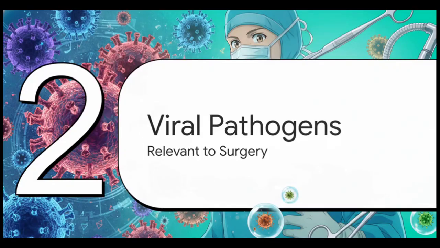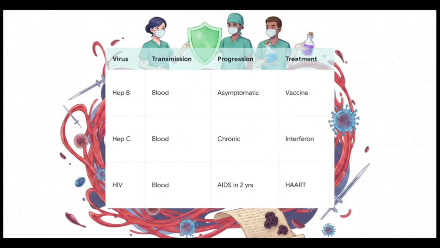Moving on to Module 2, let's see how this fits into the broader picture of infection control. We're shifting gears from bacterial, physiological disasters to the specific bloodborne and respiratory viruses that surgeons face right there in the theater. Think about the 3 major bloodborne pathogens: hepatitis B, hepatitis C, and HIV. They all have distinct transmission and progression profiles, but all 3 are transmitted via blood-to-blood contact. That makes intraoperative needle sticks a massive occupational hazard for us.